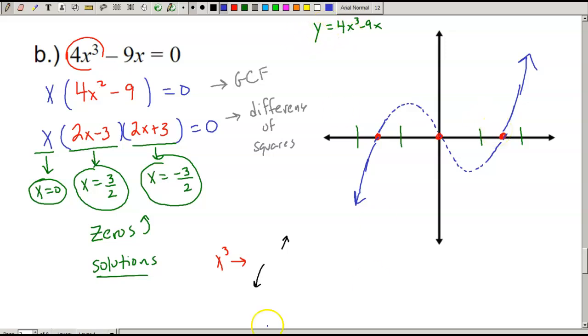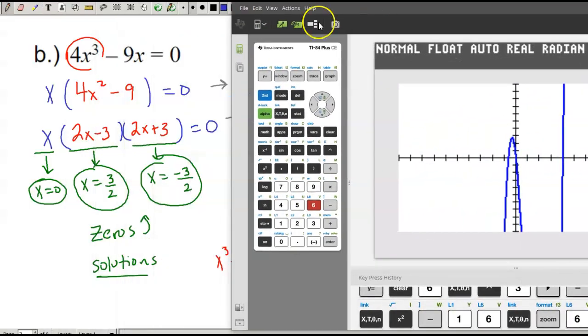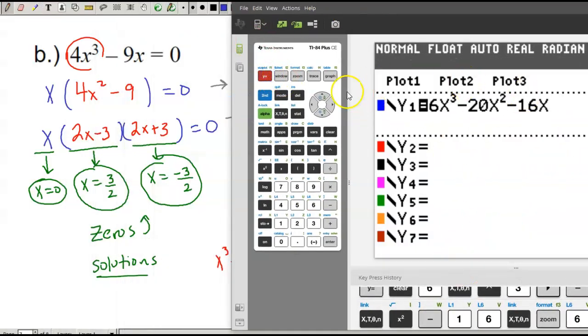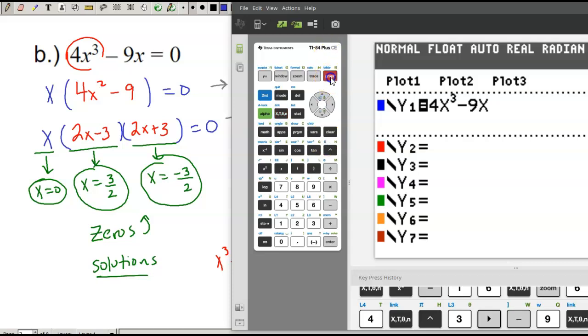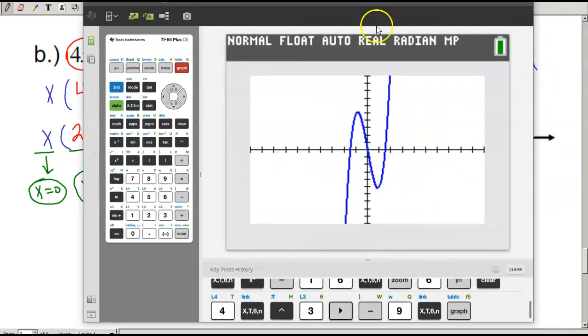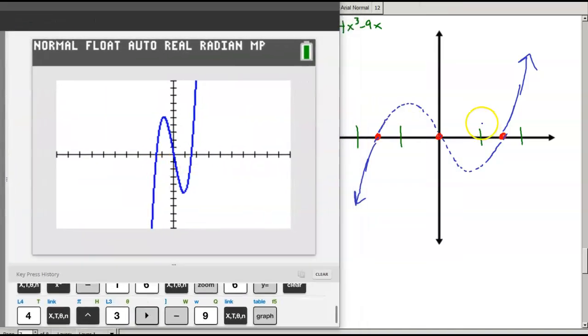But let's look at that on the graphing calculator and see how close we are and if any adjustments could be made. So I go to y equals, and I type in my function. So I have 4x cubed minus 9x. And we graph it. And you can see we're pretty much right there, right? We have 3 zeros, and you can see the shape looks pretty similar to what I have right here.